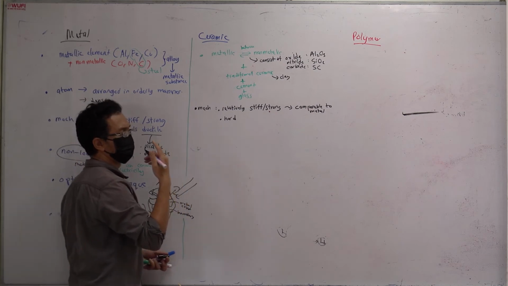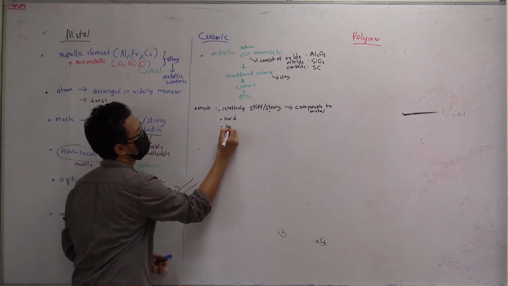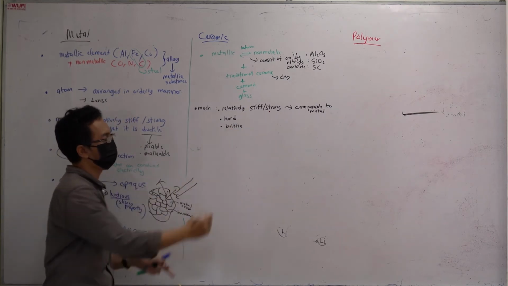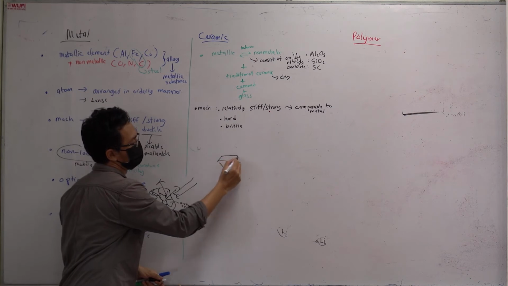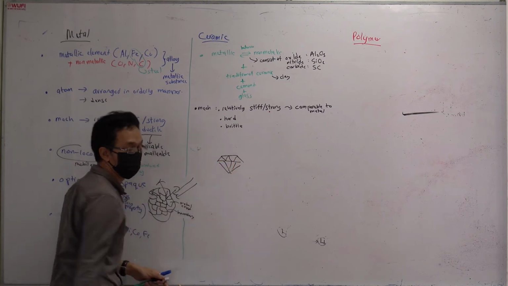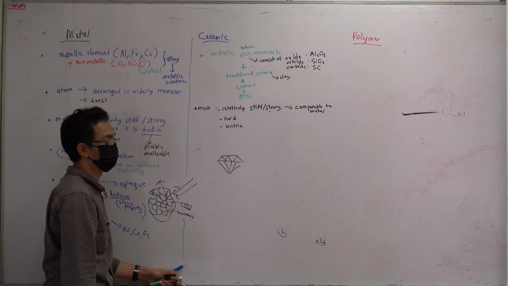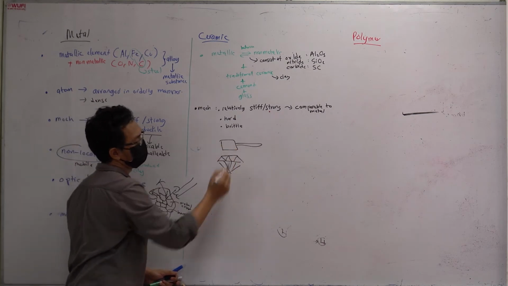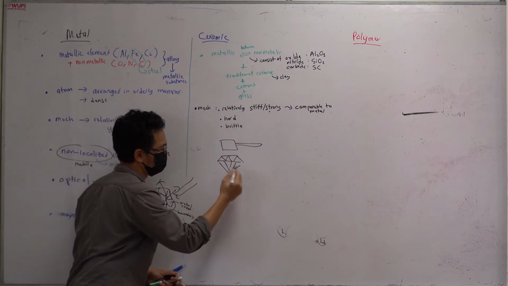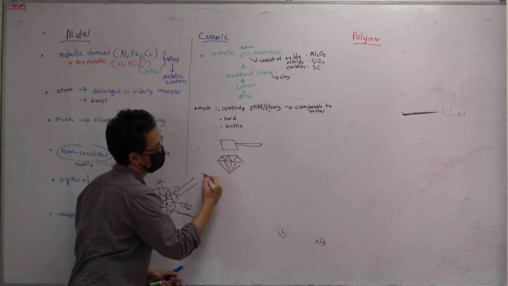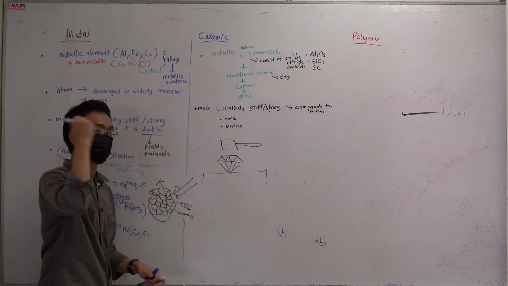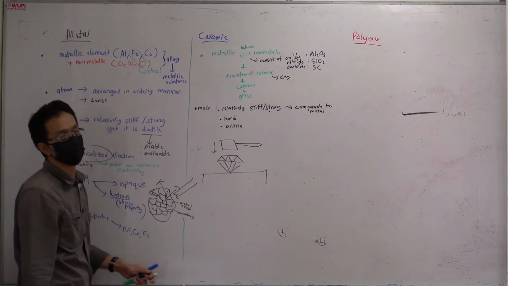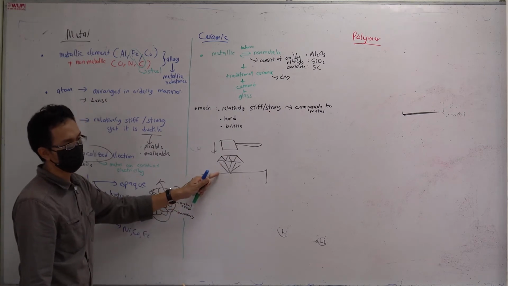But one of the problems with ceramic is that it is brittle. Hard doesn't mean strong. Diamond, we know, is the hardest known natural material. But if you take a hammer and try to smash this diamond, it will shatter. This thing will shatter.